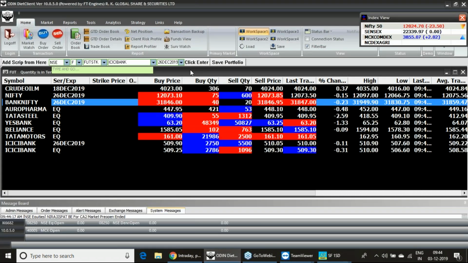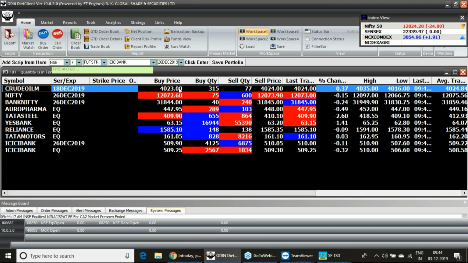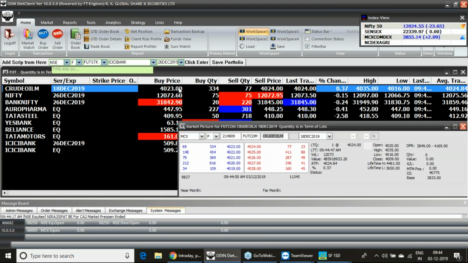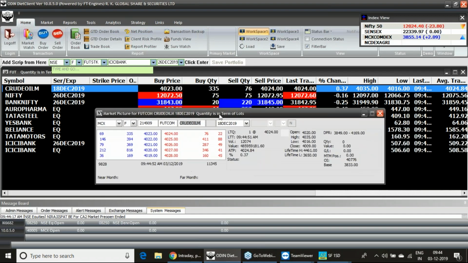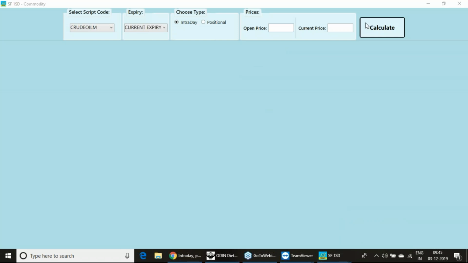Current expiry means it is going to be the 18th December expiry. Here I require two data points: open price and current price. It has opened at 4,020 and is currently at 4,023. So open price 4,020 and current price 4,023.